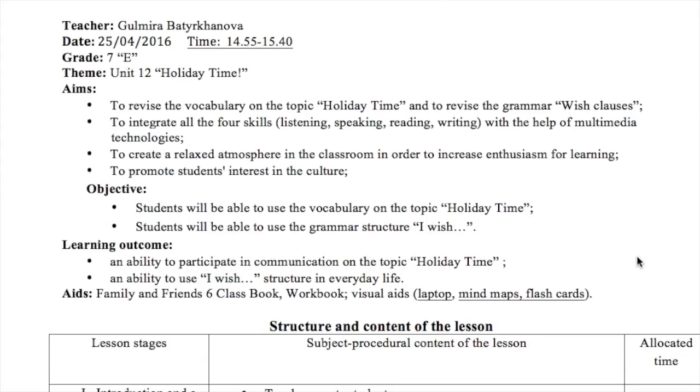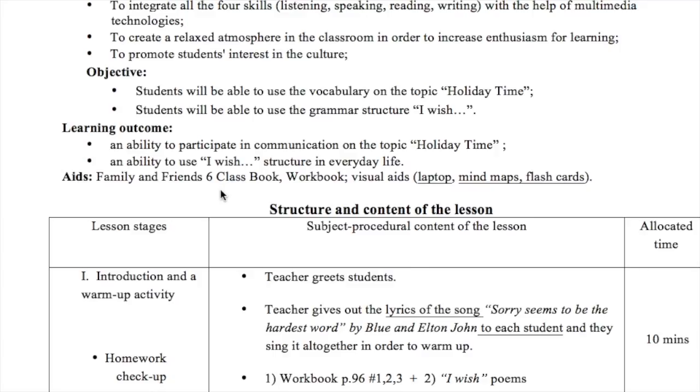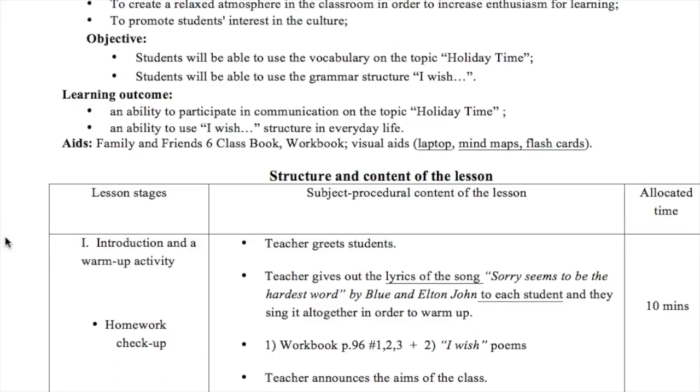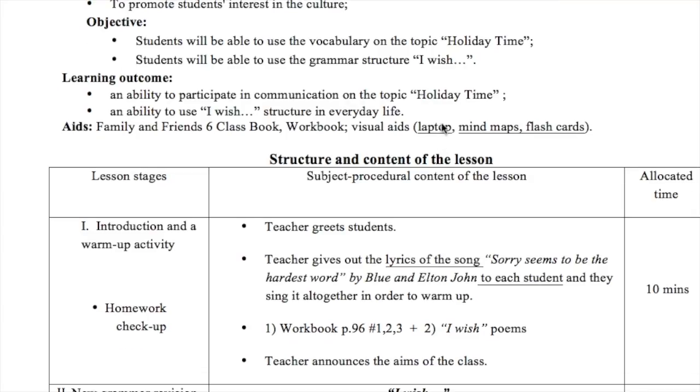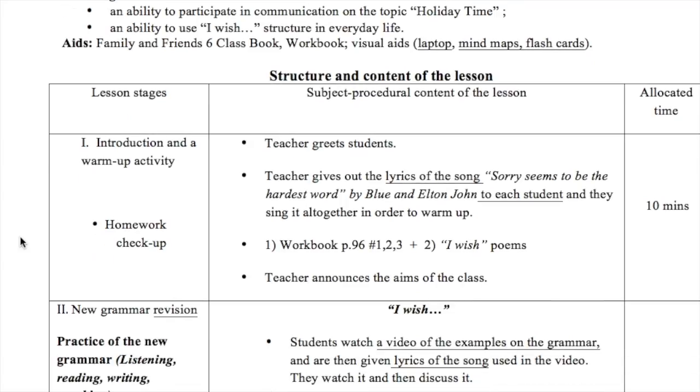Then we have learning outcome, which is similar to the objective, but you just have to write it in a different way. As you can see, an ability to participate in communication on the topic holiday time, and an ability to use grammar structures. Then we have aids. Aids include basically the textbook that you teach your students with, and also any other visual aids. In my case, I had a laptop, different mind maps, flashcards, so additional materials, that is to say.